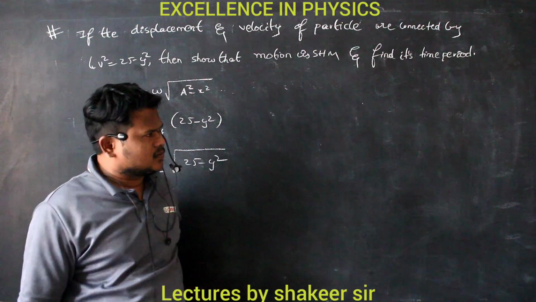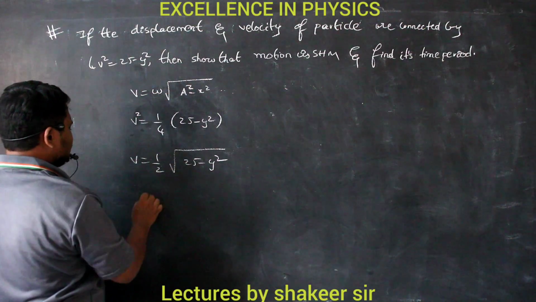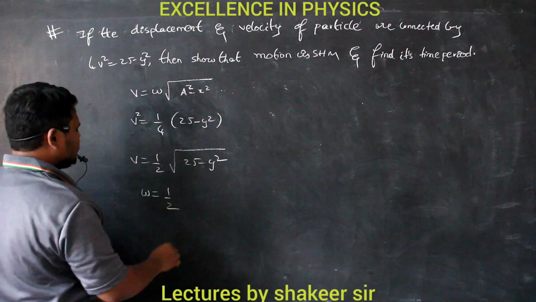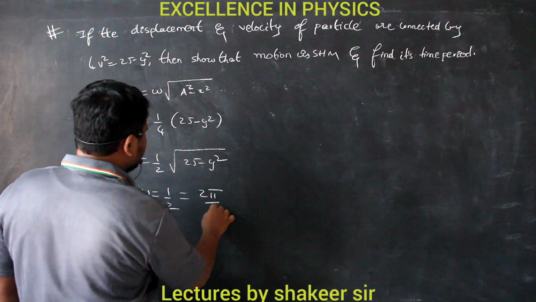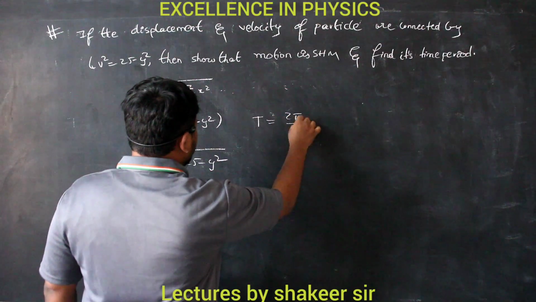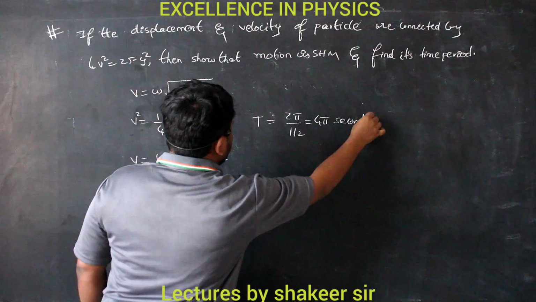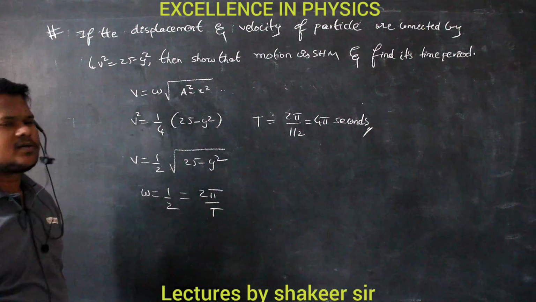Then how can I find the time period? If I compare these two values, definitely I can say ω = 1/2, and ω is nothing but 2π/T. So the time period is 2π divided by 1/2, which is 4π seconds. Clear? So this is the answer for this question.